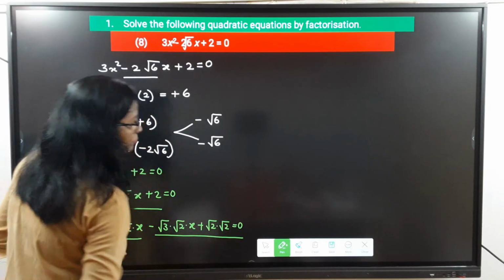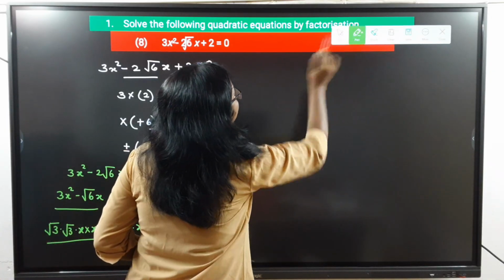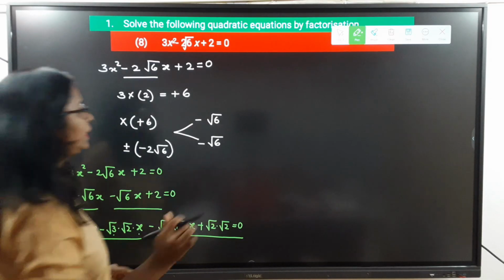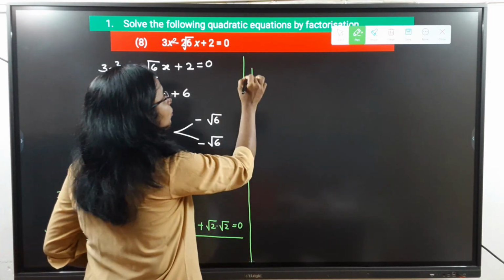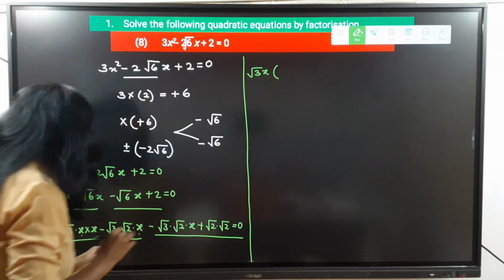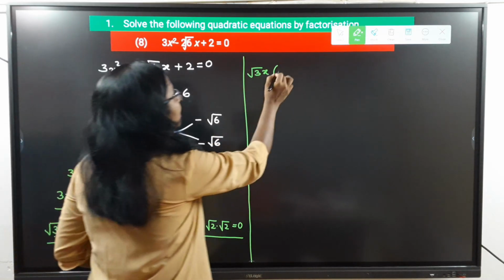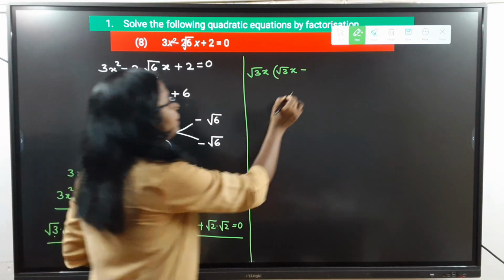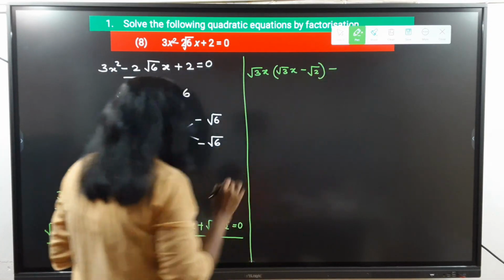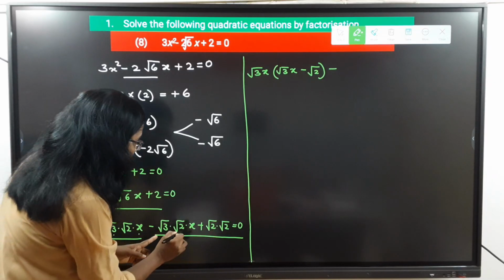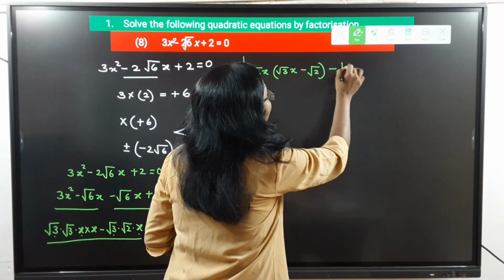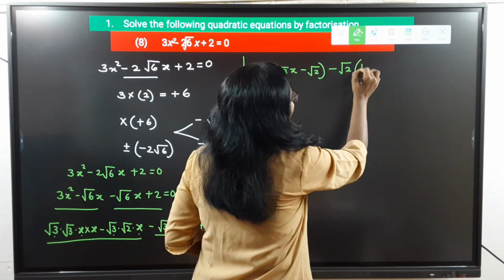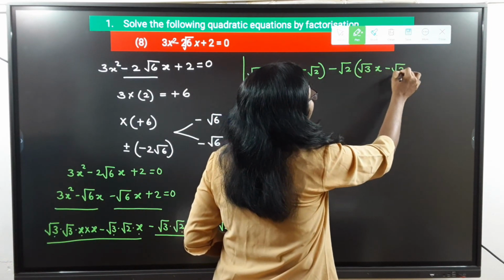Then common in between these terms, here root 3, here root 3, x. So common is root 3x. From the first group, the common is root 3x. So in the bracket, we write root 3x minus root 2. Then next one, that is a minus sign, and here common is root 2. So common is root 2. So in the bracket, we write root 3x minus root 2. Root 3x minus root 2 is equal to 0.